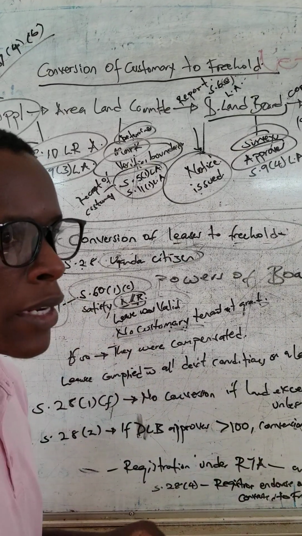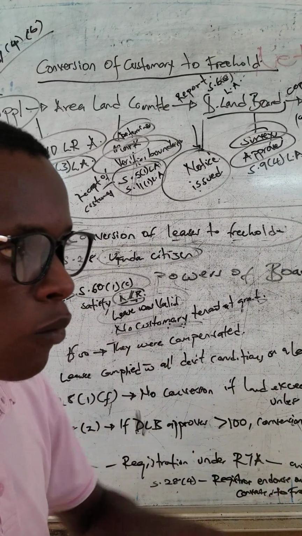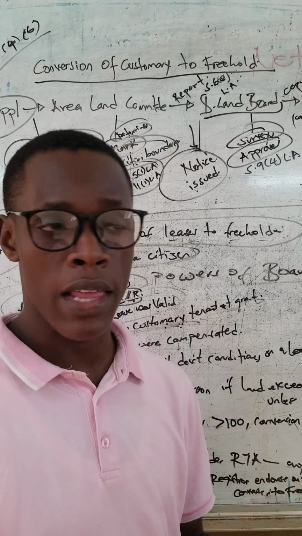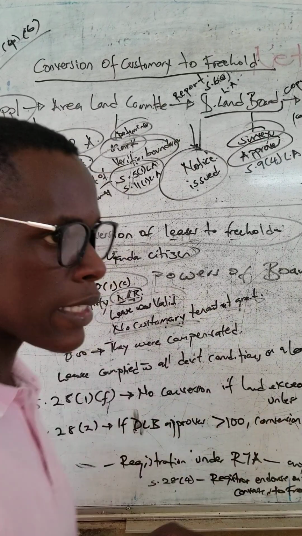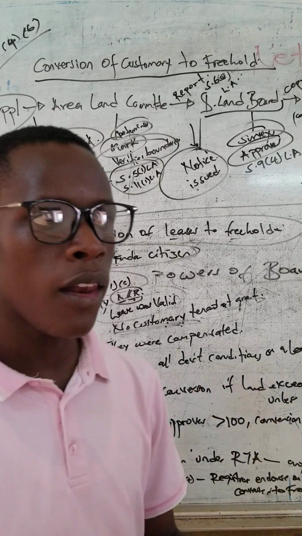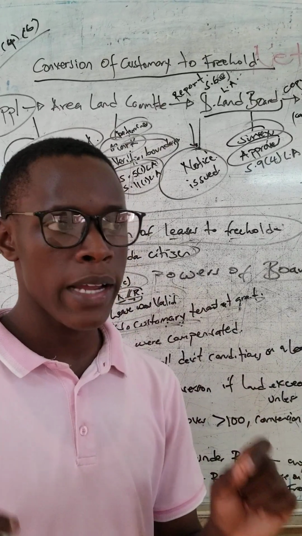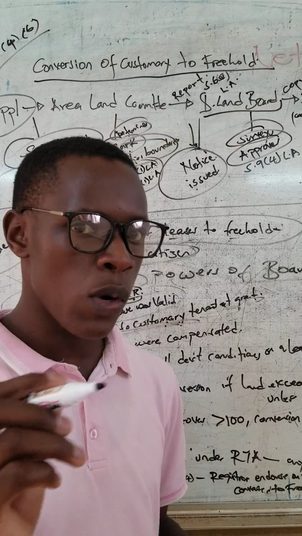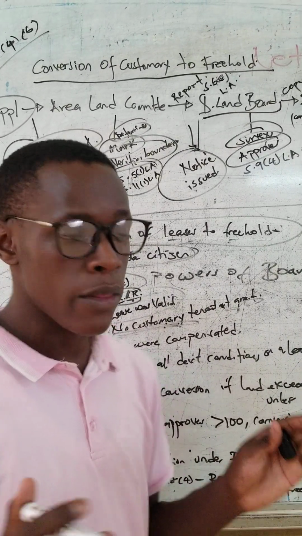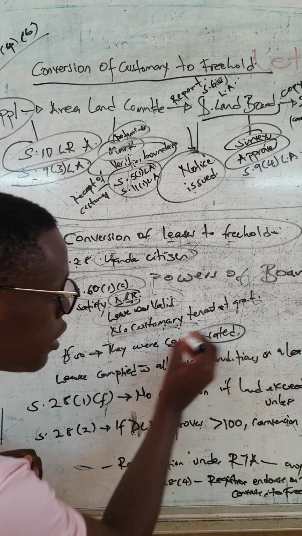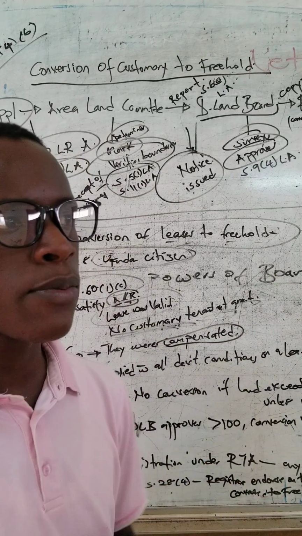And also bear in mind, nevertheless, you can also have a lease where there are customary tenants, and you can still convert it regardless. Here they say that if those customary tenants are there, they must be fully compensated, following the provisions of the law. You understand? Those customary tenants must be compensated. What do I mean in this perspective?